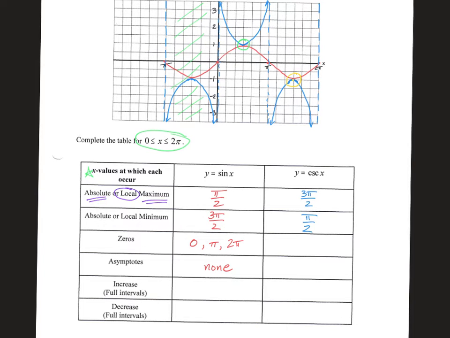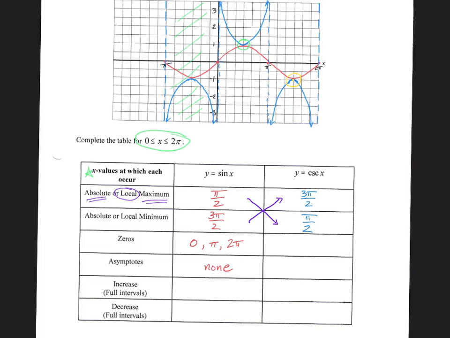So I'm going to just get rid of all of those purple arrows. But we can see then that what is a maximum on one curve is where the minimum occurs on its reciprocal. And vice versa. If I have a minimum on one, then it must be a maximum on the other.